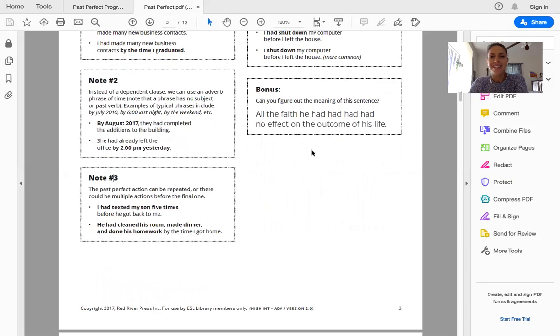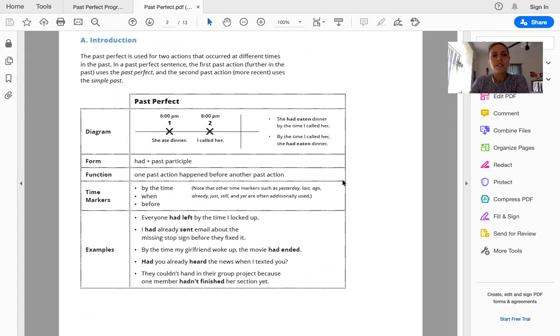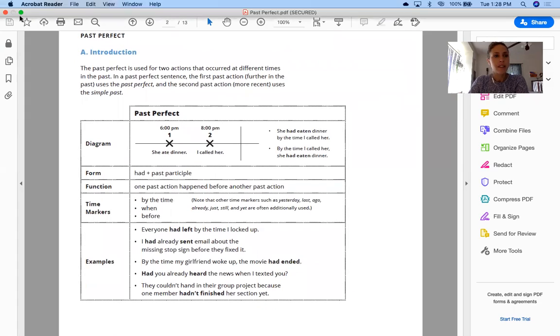And I like this. Let me know if you know the answer to this. Can you figure out the meaning of this sentence? Because it's grammatically correct. All the faith he had had had no effect on the outcome of his life. 4 hads in a row. Can you believe that? That's crazy, but it's grammatically correct. What does that mean? You can let me know. Okay, so this is the past perfect.